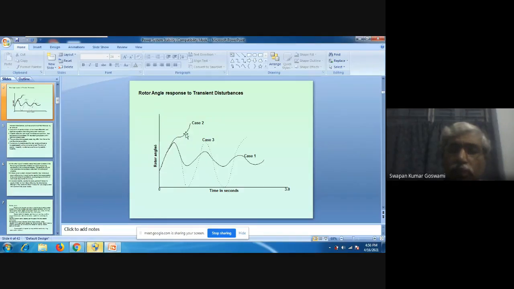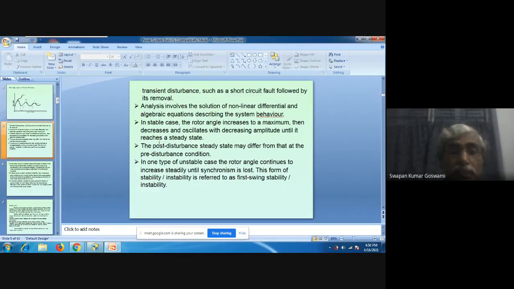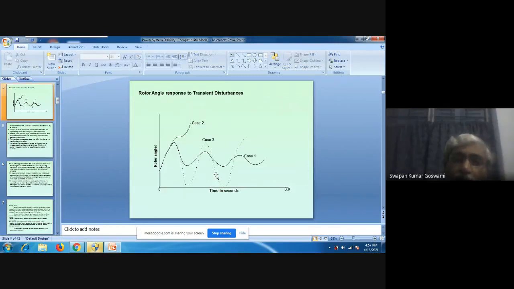Delta also will go on increasing, and this indicates that the system is losing stability. It will not be possible to restore it. It will not be able to restore the synchronism of the system. So this indicates the instability of the power system. So in one type of unstable case, the rotor angle continues to increase steadily until synchronism is lost, as I have mentioned about that figure. This form of stability or instability is referred to as first swing stability or instability. So this is one case, the unstable condition.